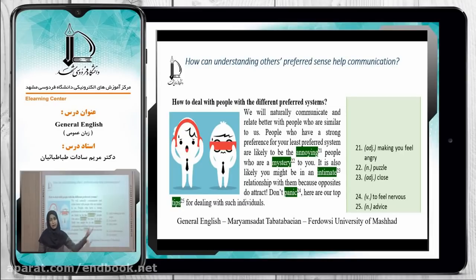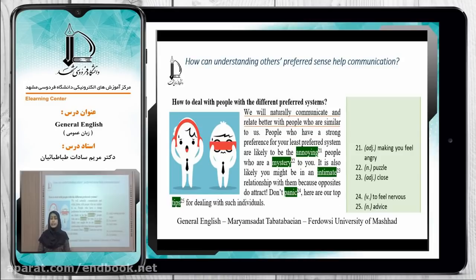Let's read this paragraph together. Look at the title: How to deal with people with different preferred systems. So, it shows us how we can communicate with them. The answer must be here. Look at this line.